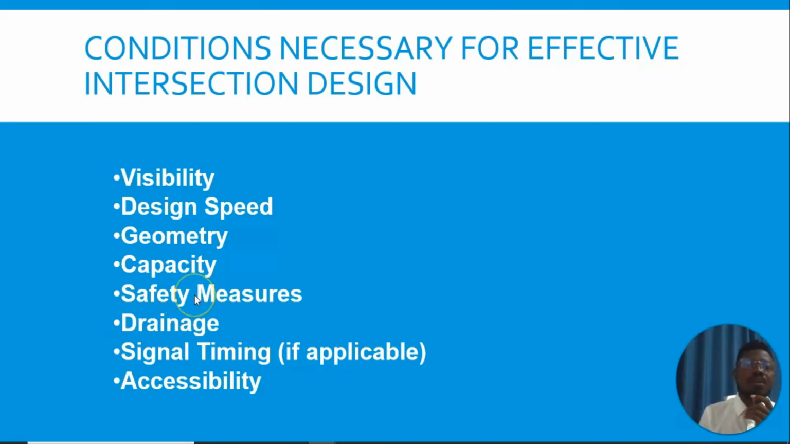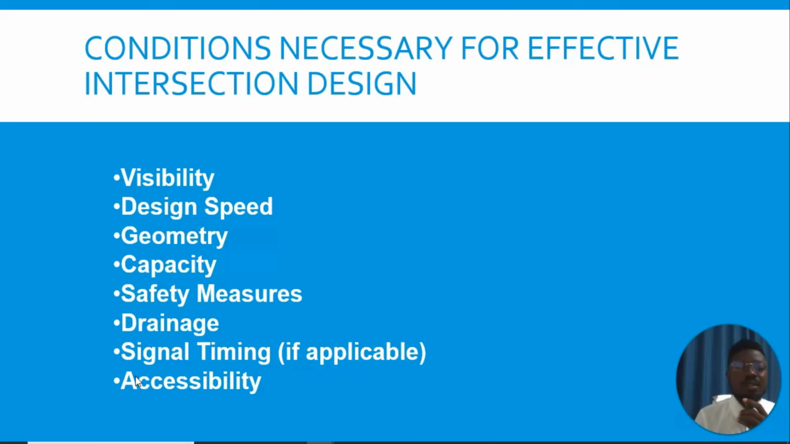Then we have the last part, which talks about the conditions necessary for effective intersection design. So when we want to design an intersection, what are the conditions that are very important for us to take into consideration? Some of the points are listed here, and we are going to look into them just briefly, one after the other.